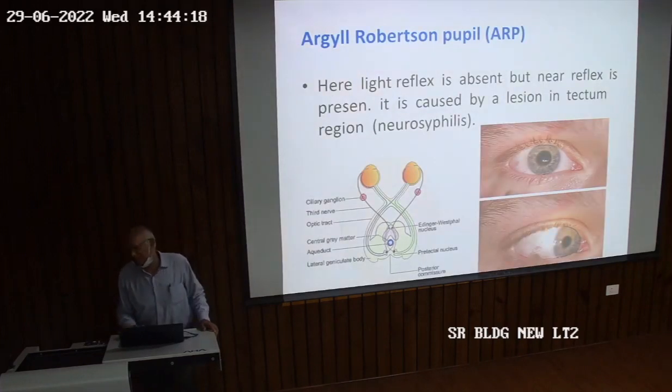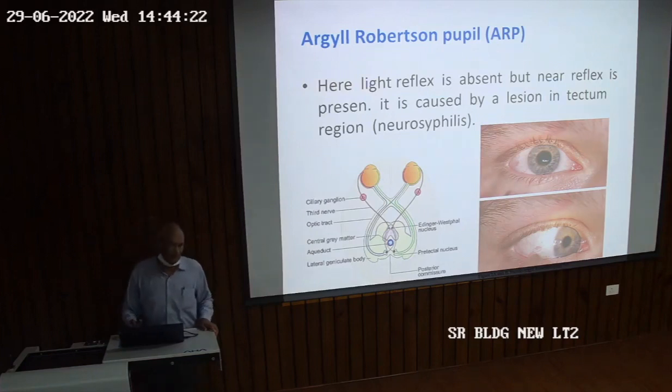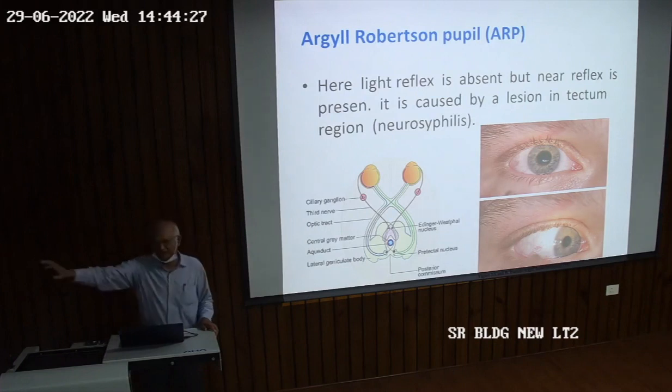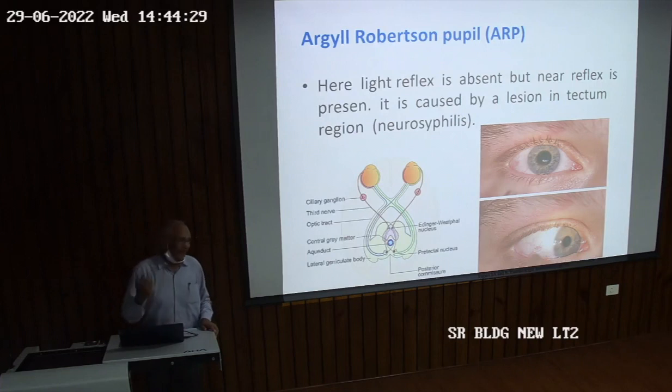Argyll Robertson pupil. If you have heard about the Argyll Robertson pupil, there is no light reaction. If you put the light in front of the eye, there is no reaction, while the near reflex, or accommodation, the convergence reaction, is present. See here.